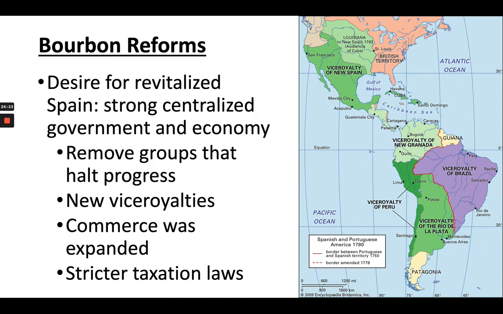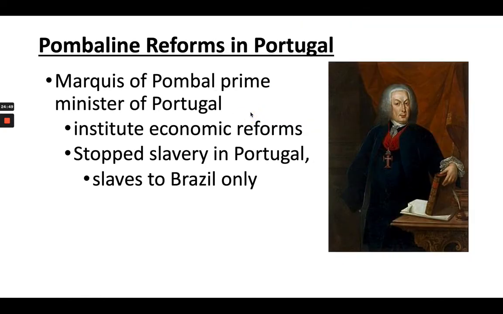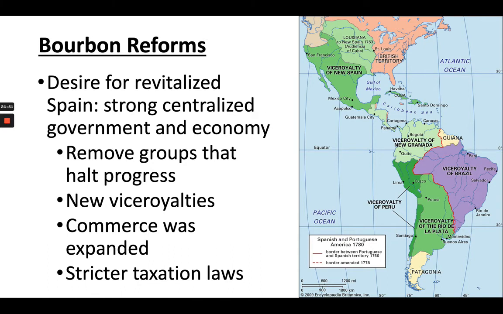You will see commerce expanded beyond just mining, so growing tobacco, coffee, raising cattle, especially in Rio de la Plata, Argentina nowadays. And so then you can sell the leather, you can sell the beef. Stricter taxation laws are created and actually enforced. But the reaction to these laws are mixed. The colonies don't like them. They liked their freedom. They liked having a king that mostly ignored them.